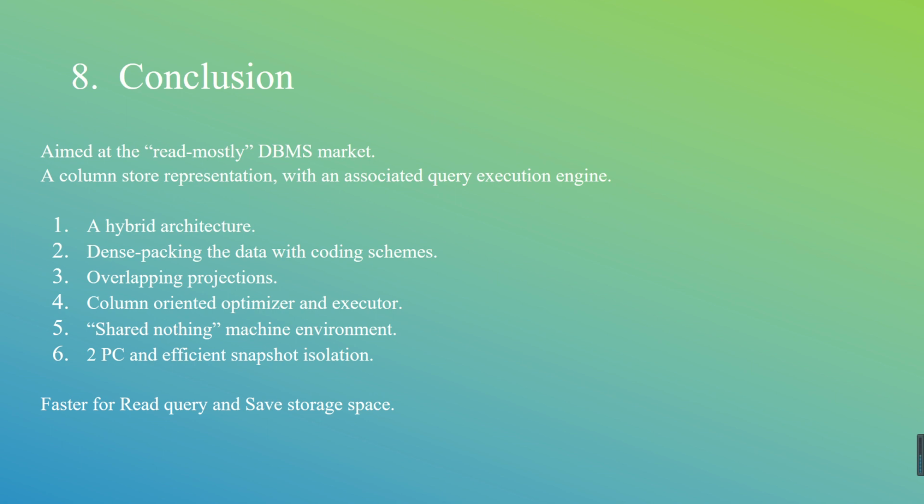So we conclude that the main advantage of C-store is in two parts. Firstly, it provides faster read queries than column store and row store. And secondly, it saves more storage space than the other two systems.